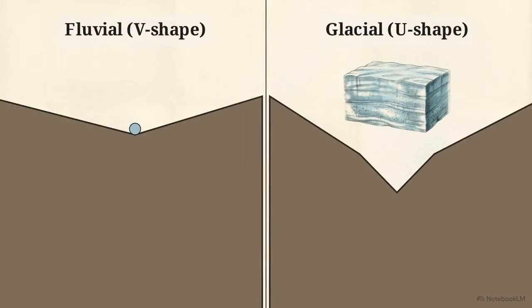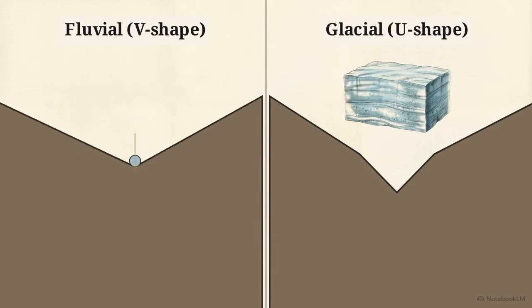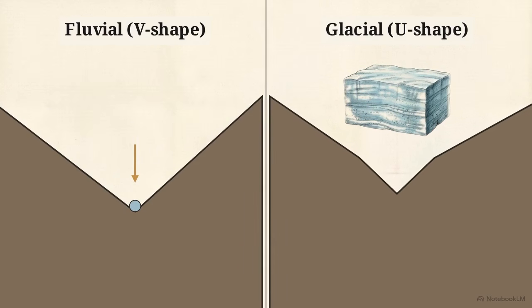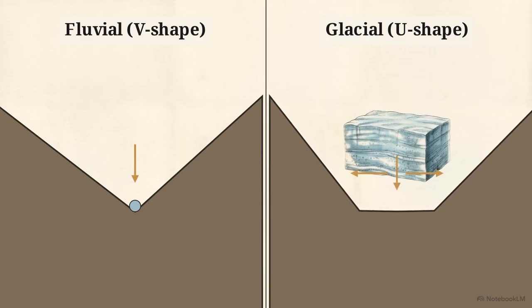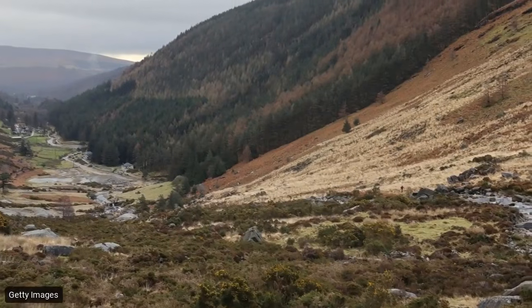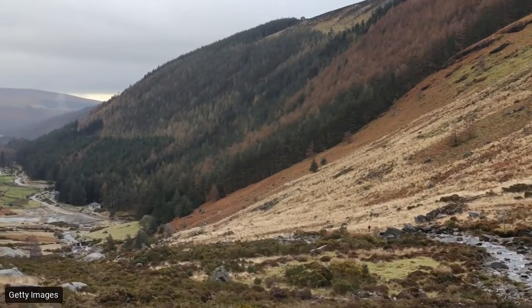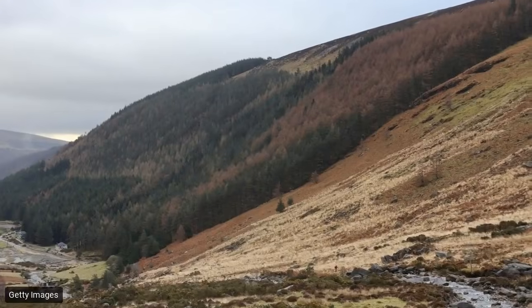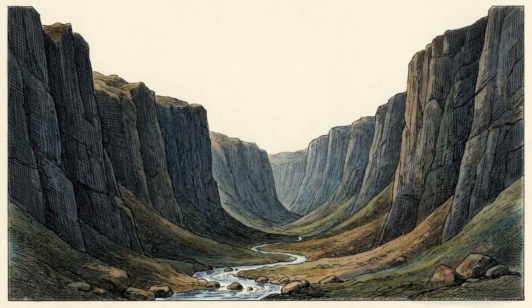This model highlights the mechanical difference between water and ice. Rivers cut downward to form V-shapes, but glaciers use their immense mass to erode both the bottom and the sides simultaneously. As the glacier moves in a straight line, it shears off the interlocking river spurs. This lateral force leaves behind the wide, flat floor and steep cliffs characteristic of a U-shaped valley. These upland features represent nature's brute force, completely overriding the delicate, winding paths established by water.